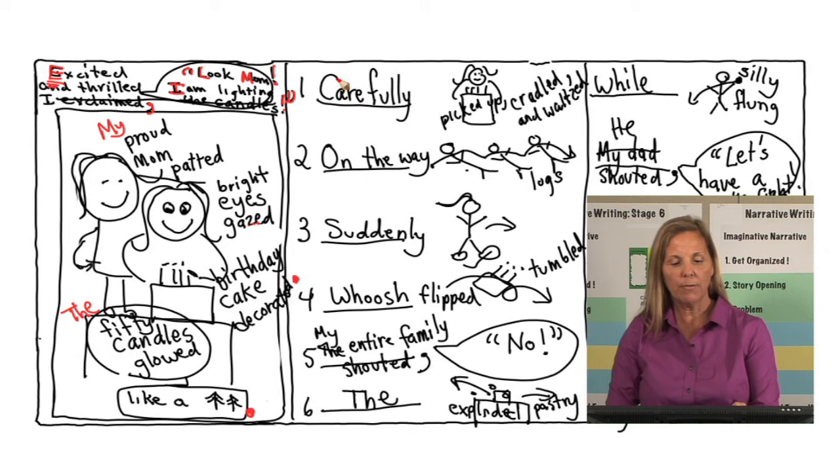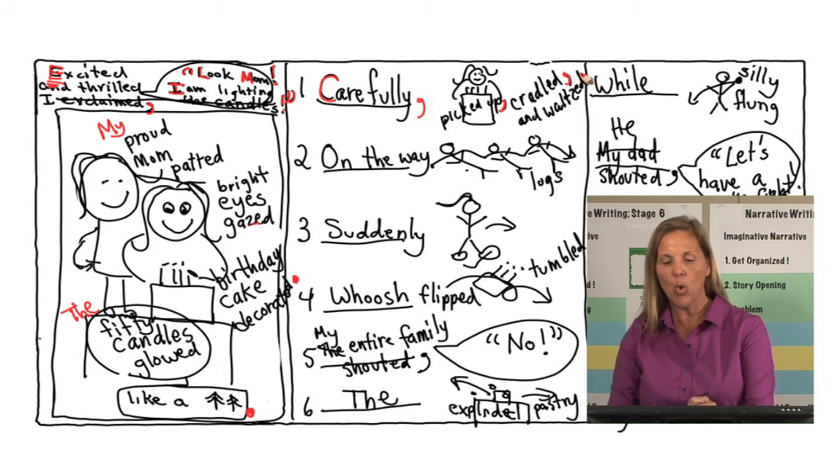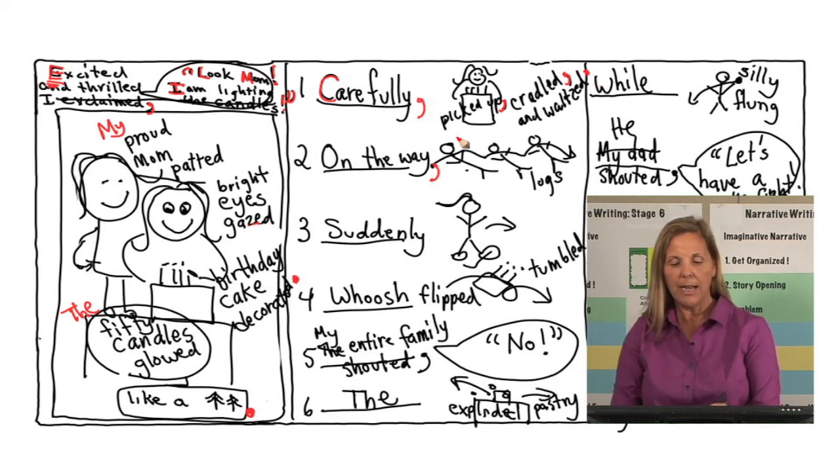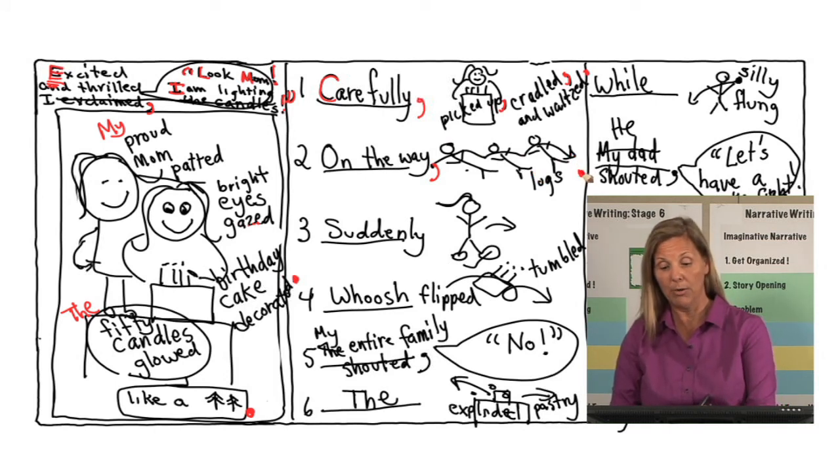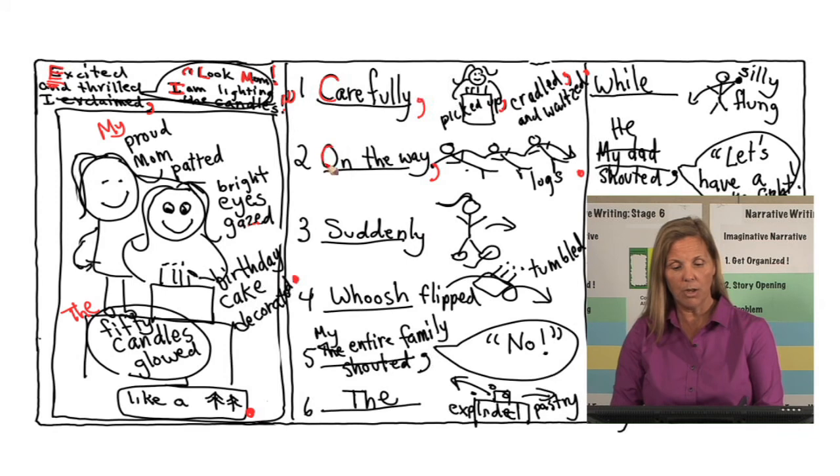Let's go to the middle. Carefully, comma. I picked up the cake, comma, cradled it in my hands, comma, and waltzed to the dining room to present it to my father. I'll put a period there. On the way, comma, I had to tiptoe over my cousins who looked like a bunch of logs on the floor, period. Suddenly, on the way, don't forget that capital. So we're going through and we're actually going to have all the capitals, where the sentences begin and end, and we'll label it.